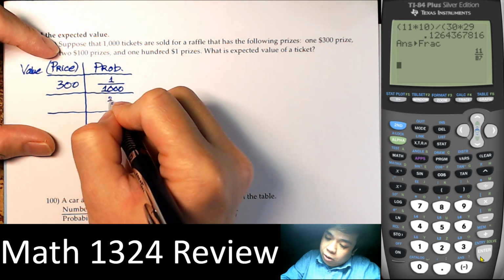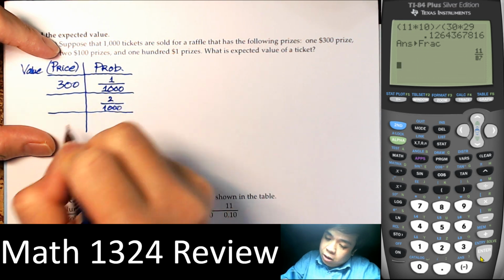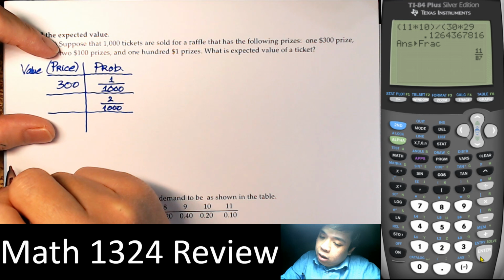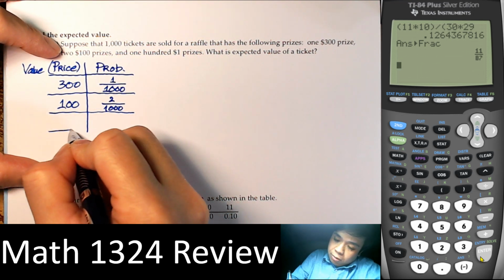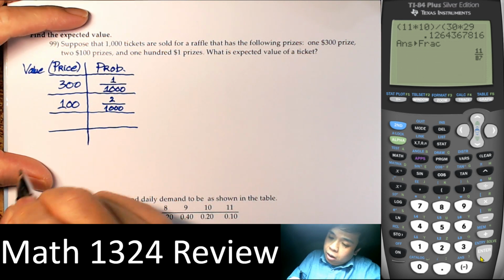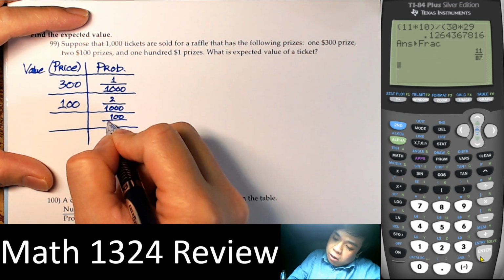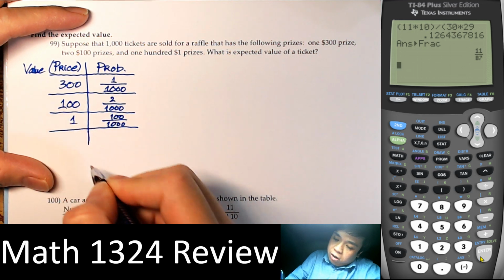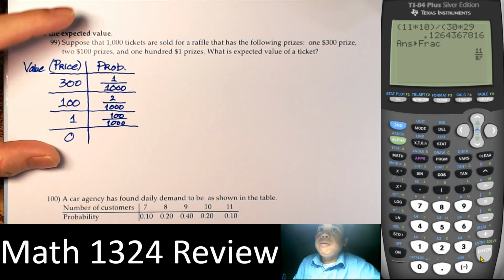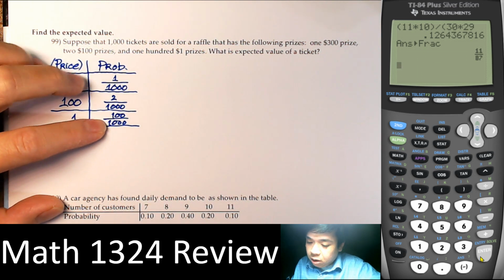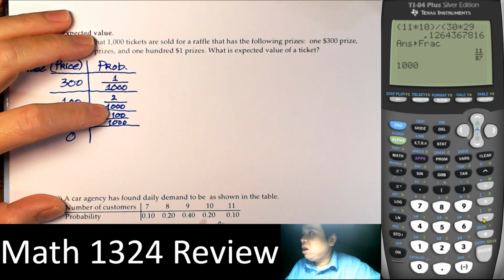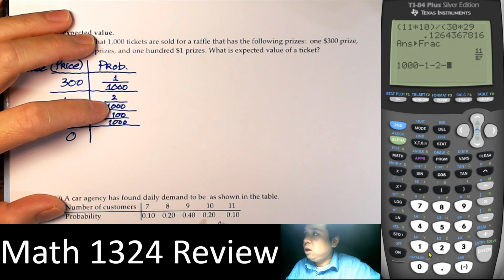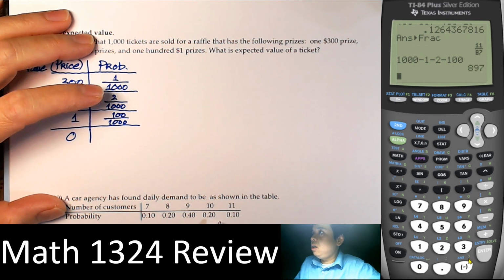And then 2 of those tickets that have $100, and 100 of those have $1, and the remaining have no value. So there is 1,000 minus 103: 1,000 minus the winning ticket of 300, 2 tickets of 100, and 100 tickets of $1, have $897.